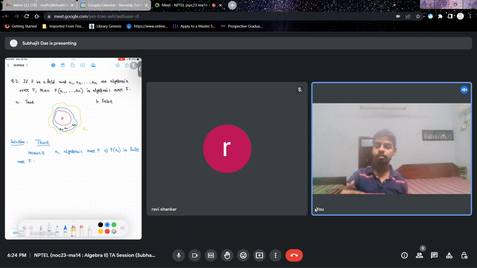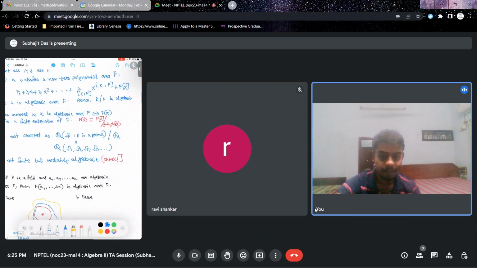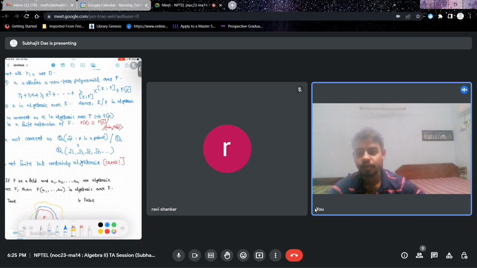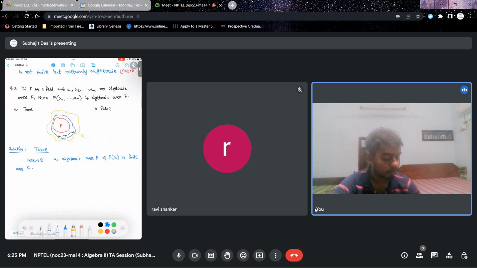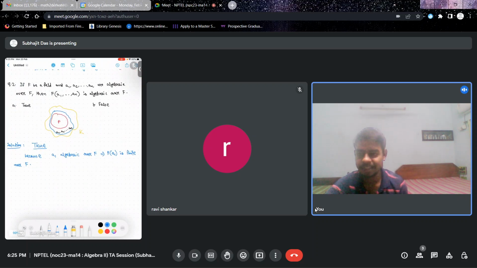An element, as we saw before, is algebraic over F if and only if F adjoin that element is a finite extension of F. And in fact we also know what the degree of the extension will be. The degree of the extension will precisely be equal to the degree of the minimal polynomial of A1 over F. We saw this isomorphism that I have written here: F adjoin alpha is isomorphic to F[x] modulo the ideal generated by the minimal polynomial of alpha over F. So A1 is algebraic over F implies that F(A1) is a finite extension of F, and its degree is equal to the degree of the minimal polynomial of A1 over F.